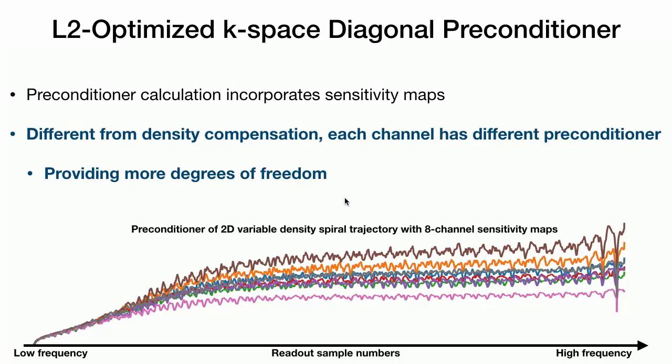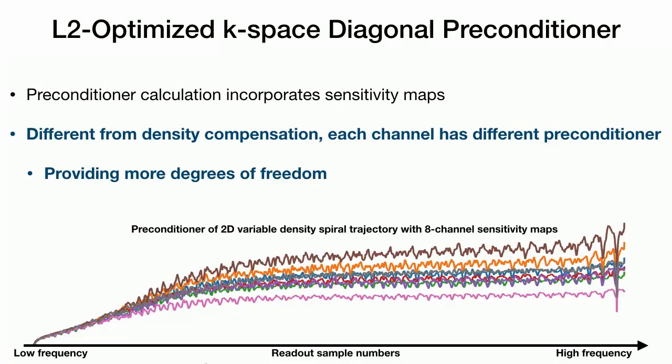And so on the bottom, I'm showing a preconditioner of a 2D variable density spiral trajectory with 8-channel sensitivity maps. And so along the readout, each curve right here is a preconditioner for each channel, and you can see they're different. Overall, you can see that it does what you expect, where in low frequency, it weighs it down because it's more dense, and in high frequency, it weighs it up because it's less dense. But each channel is different, and so it provides more degrees of freedom.